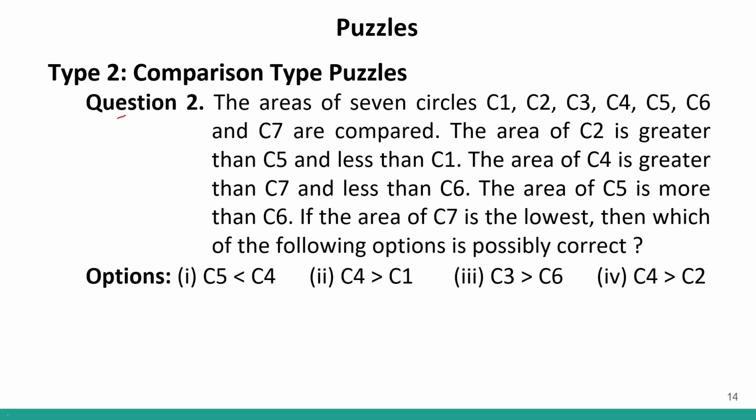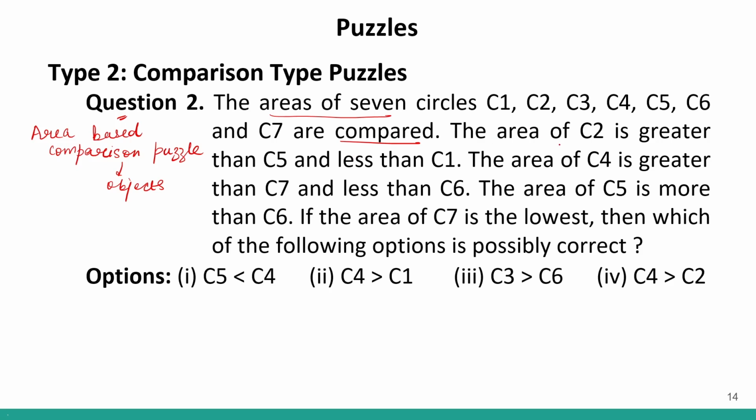Coming to question number 2, the areas of 7 circles. So this is an area based comparison puzzle. In this we are not dealing with people, but objects. Correct? We are comparing different objects based on their area. So 7 circles are given to us, C1, C2, C3, C4, C5, C6 and C7, and we are comparing them.